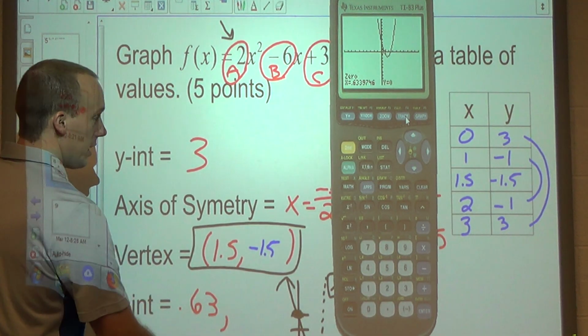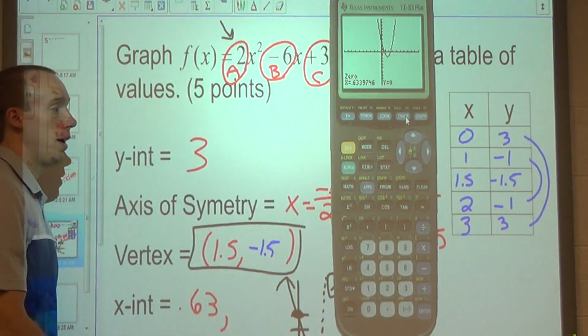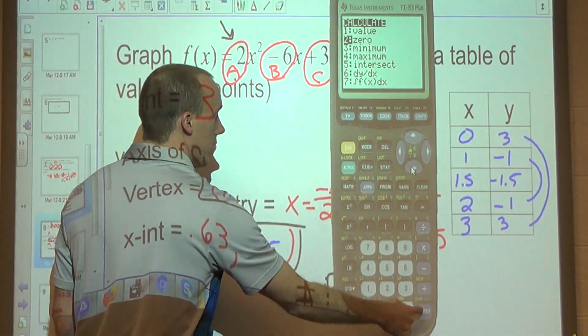Okay, so 0.63 is 1. Is 0.63 between 0 and 1? Yep. How do you find the other one then? We're going to go again. Second, calculate the 0 of the function.